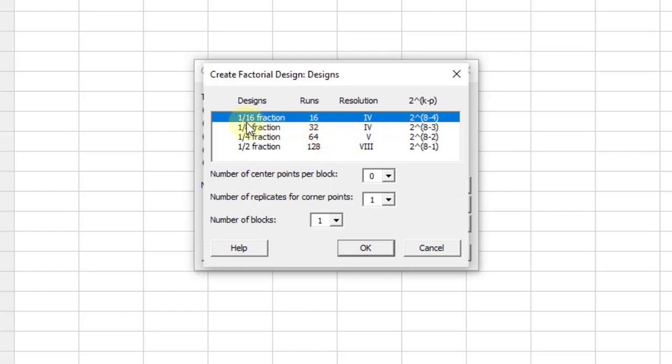In the design, we are working on a 1/16 fraction. We have only 16 runs. If we had a full design with 2 levels and 8 factors, we would have to perform 256 experiments. But in our case, we have only 16 experiments. So it's a fractional factorial design of resolution 4.